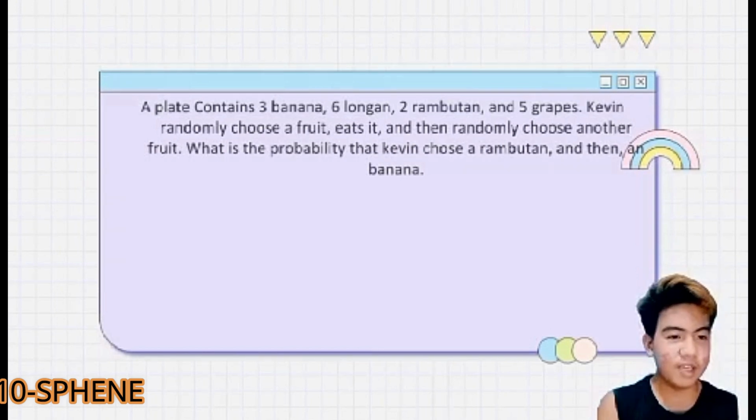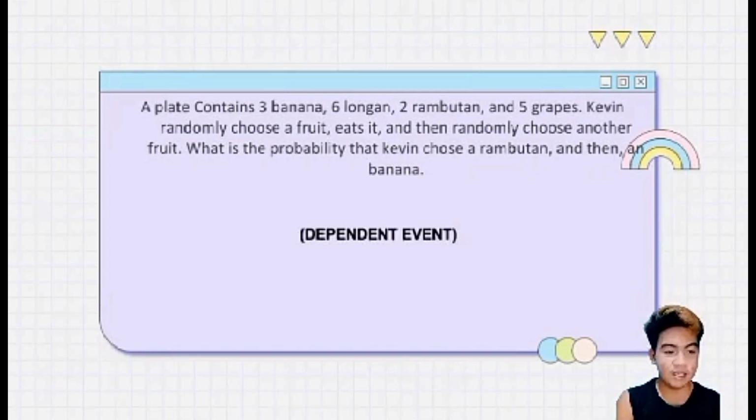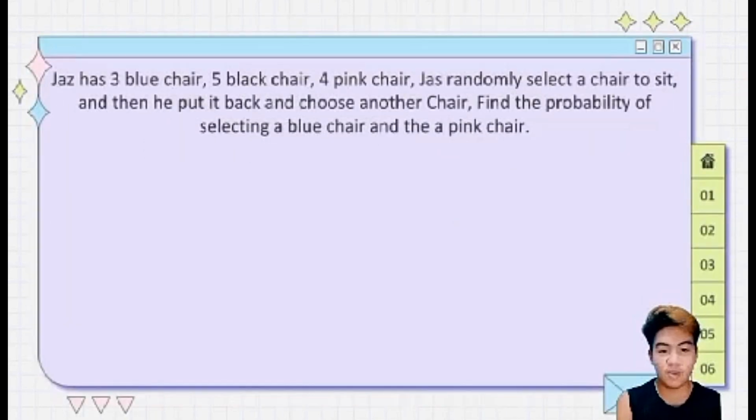Another example, a plate contains 3 banana, 6 longan, 2 rambutan, and 5 grapes. Kevin randomly chose a fruit, eats it, and then randomly chose another fruit. What is the probability that Kevin chose a rambutan and then a banana? Example naman ito ng dependent events. Dahil sa word na eats it, kinain na niya, kaya hindi na ito pwedeng ibalik.